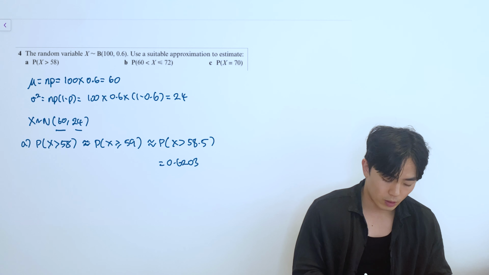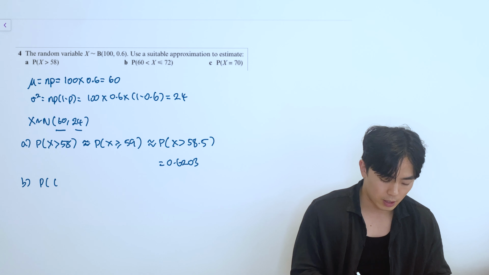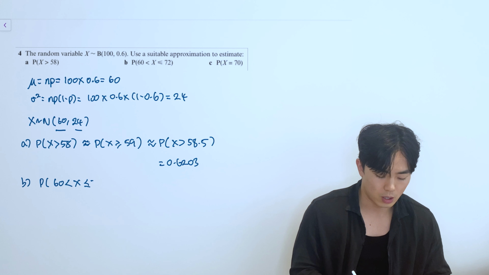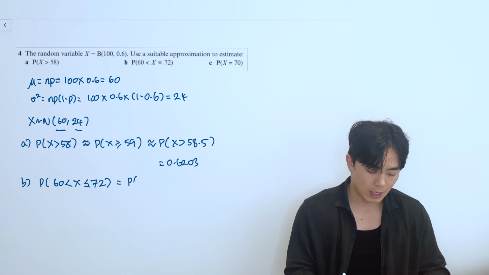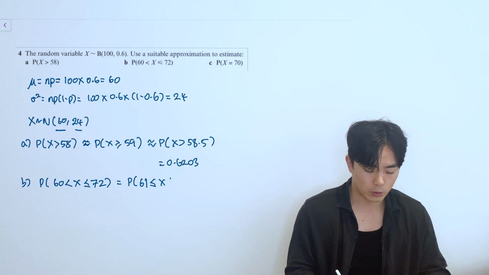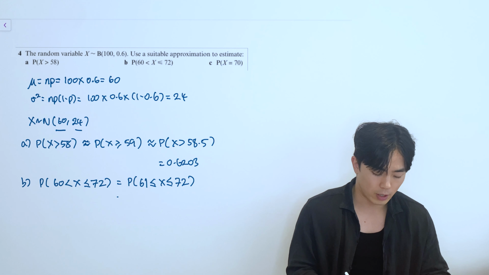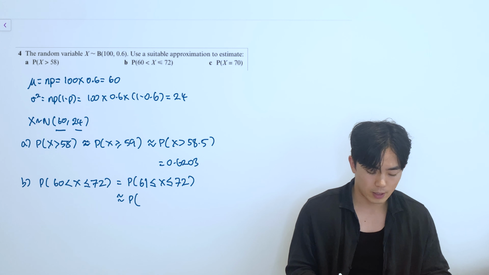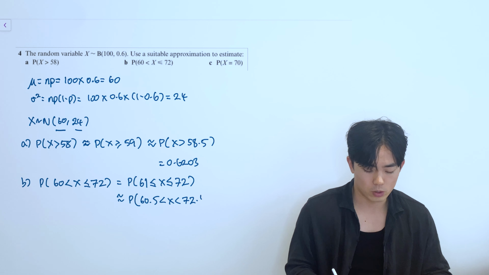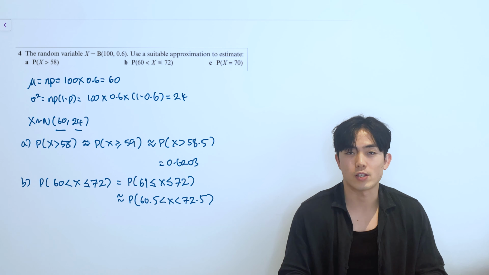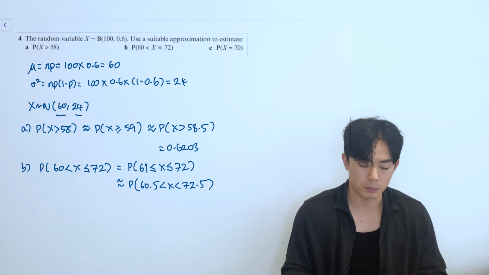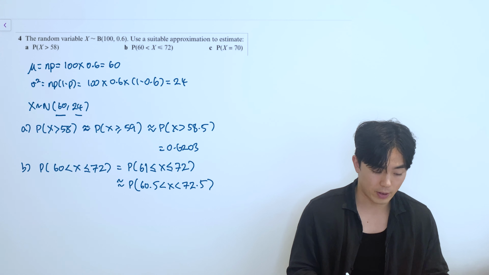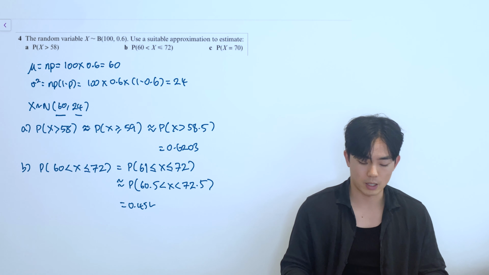Let's try B. The probability that it's bigger than 60 and less than or equal to 72. Once again, I change this into equal to first. So this is going to be greater than or equal to 61 and less than or equal to 72. And now I can do continuity correction. Remember, I have to include each value. So I should go down for this one, 60.5, and I should go up 0.5 for this one, 72.5, like this. Now I can plug it into a normal calculator, lower will be 60.5, upper will be 72.5, with the appropriate mean and variance values, and you should get a value of 0.454, like so.